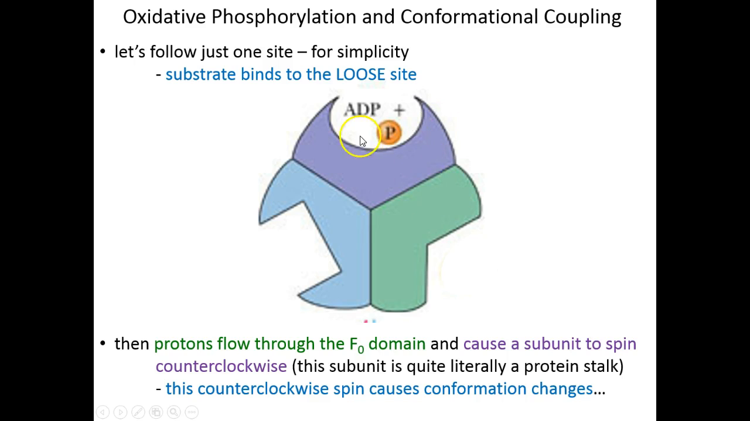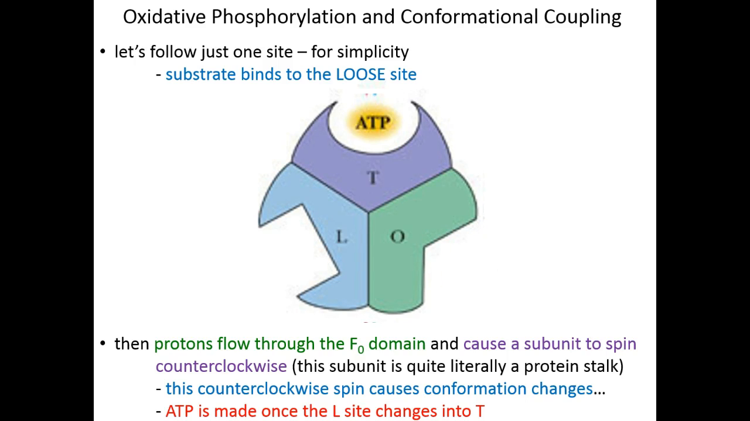Well, remember what the tight conformation does. The tight conformation squeezes that substrate into ATP. So ATP was just made. But protons are still flowing through the F0 region. So this thing continues to spin and spin.